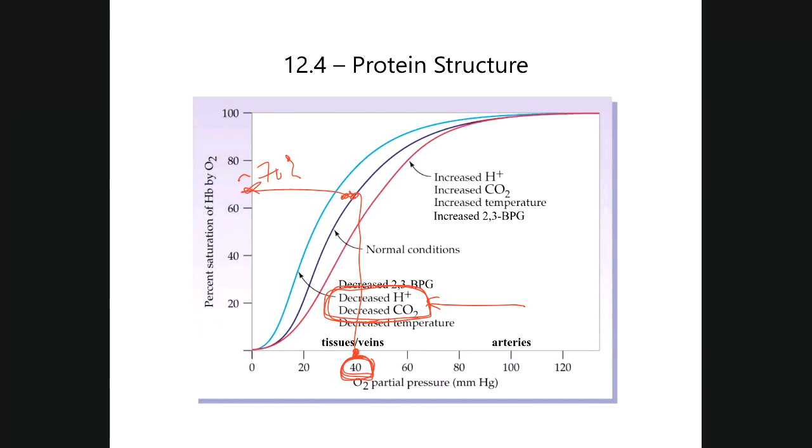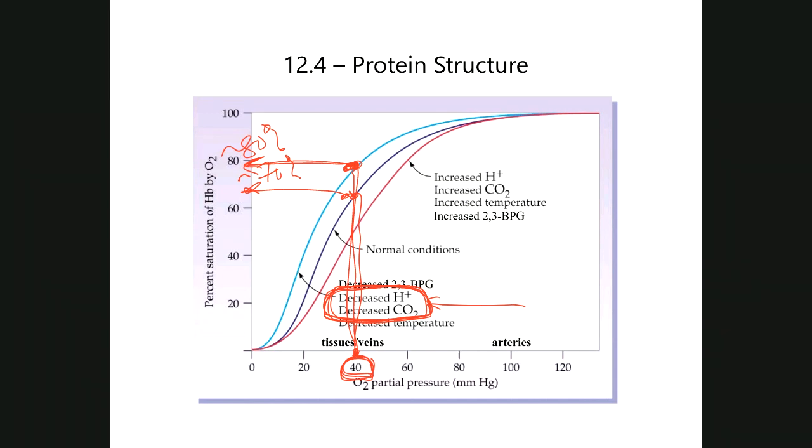Well, now let's look at what happens. The curve we're talking about now is this one. At that point, if you notice, the saturation is about 80%. So this graph demonstrates that the teal curve is showing the hemoglobin has a greater affinity for oxygen, the curve shifting to the left. That's what happens when you have low protons and low CO2. The amount of hemoglobin that can be bound by oxygen is much higher, which is what we want to happen at the level of the lungs.